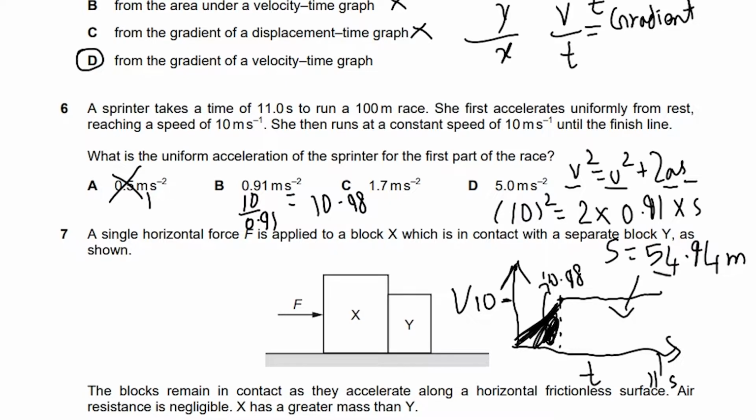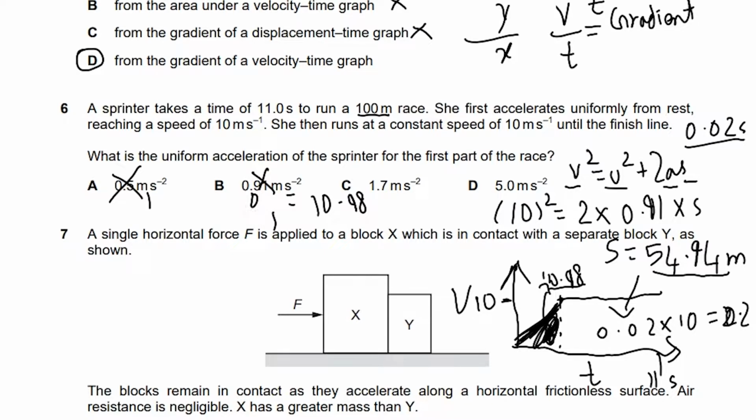If she travels 54.94 meters in 10.98 seconds, this means she must cover the remaining distance out of 100 minus 54.94 meters in 0.02 seconds, because the remaining time she has is 0.02 seconds. But her speed is 10 meters per second and distance is speed multiplied by time. Now if you multiply 0.02 by 10, you get 0.2 meters as the answer, and 0.2 plus 54.94 is somewhere 55 point something, which is obviously not equal to 100. It is less than 100, so B is not the answer.